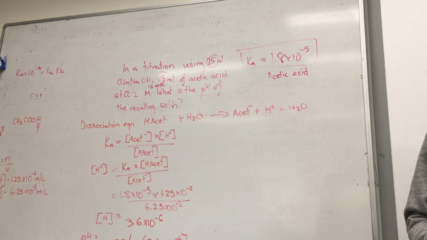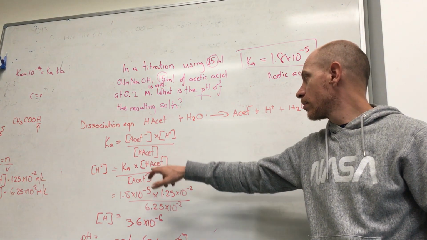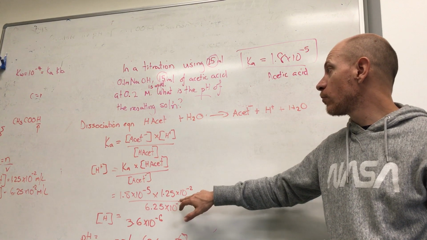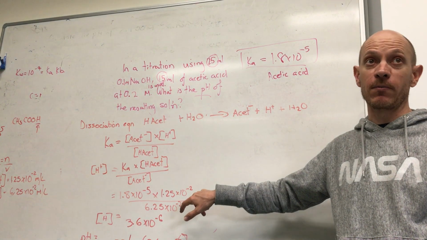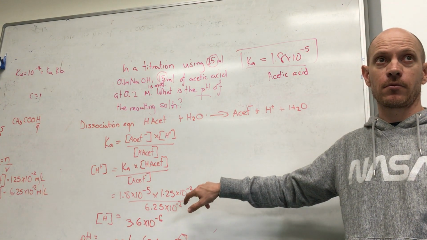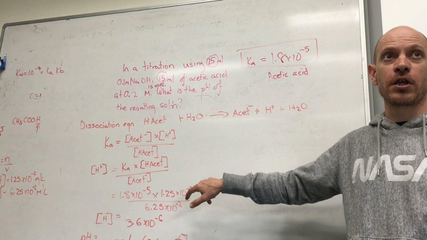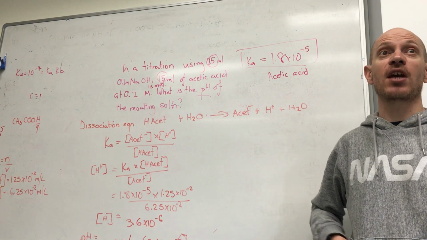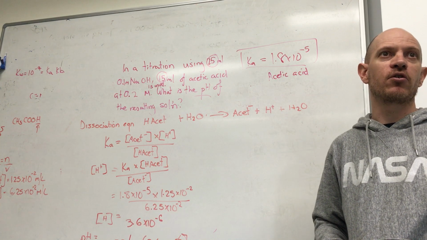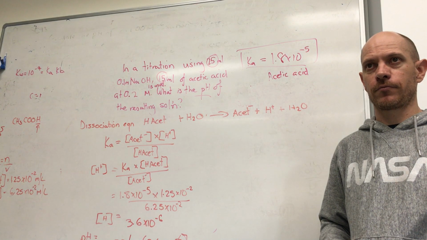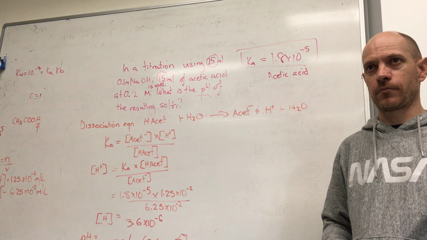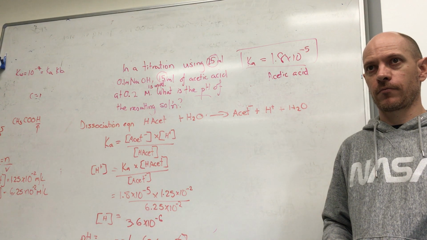Okay? So how did we figure out the concentration of the acetate? The 6.25. We took the number of moles left and divided by 40 mL. But wasn't that the concentration of sodium acetate? Sodium acetate is the same as acetate minus. The sodium is a spectator ion. Wait, how do we know?